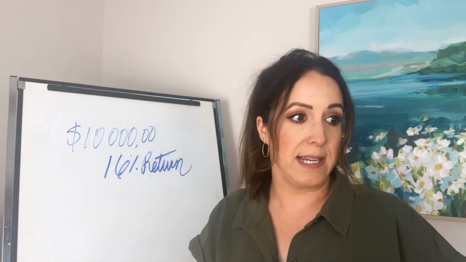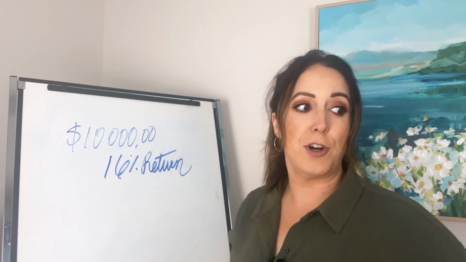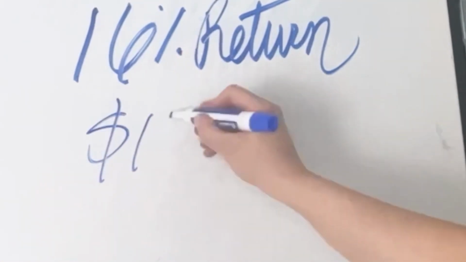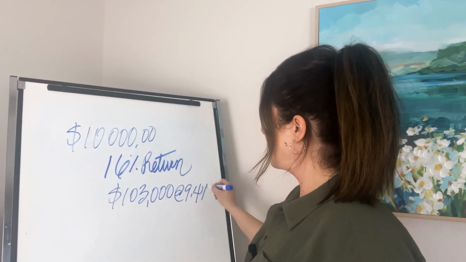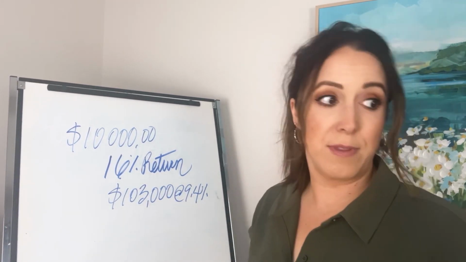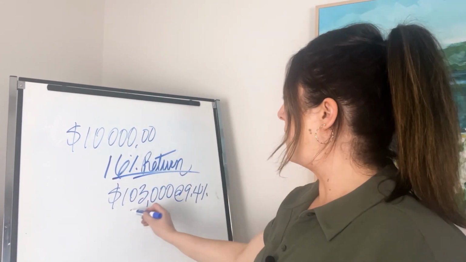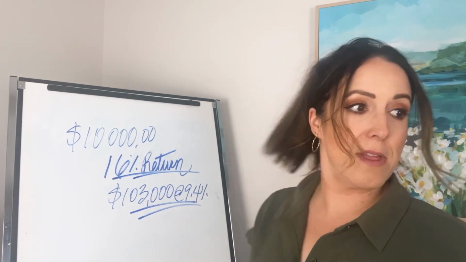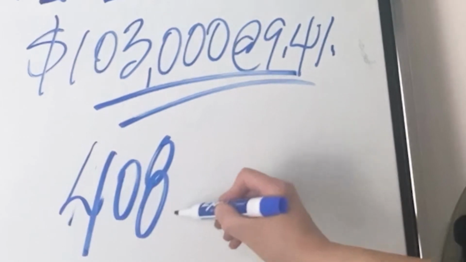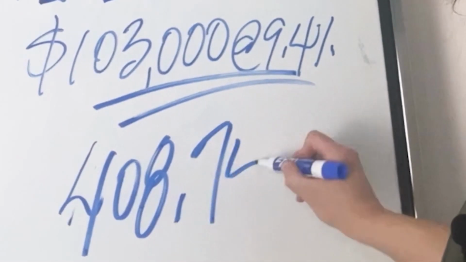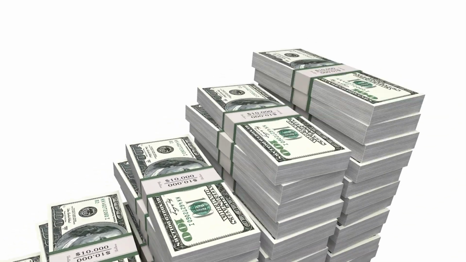Now, previously, at the 9.4% annualized return, we would have earned $103,000. Now, with the annual realized return of 16%, instead of being $103,000, you're going to achieve a return of $408,742. So that's a big difference in the end result.